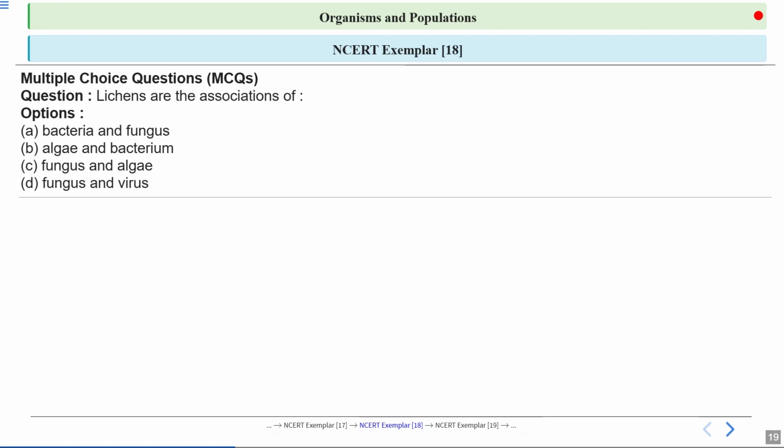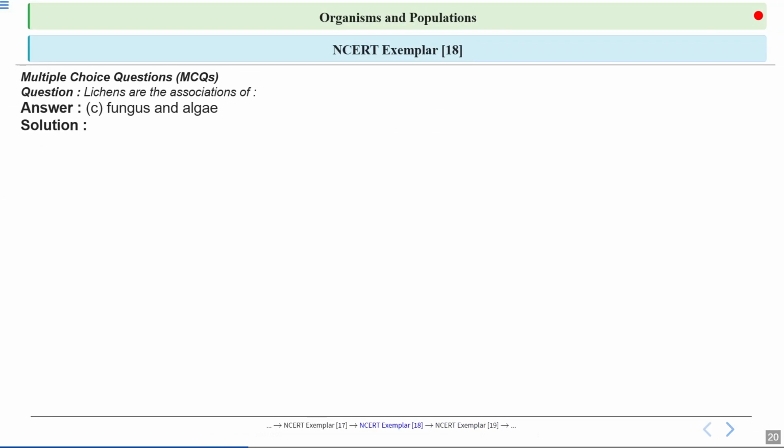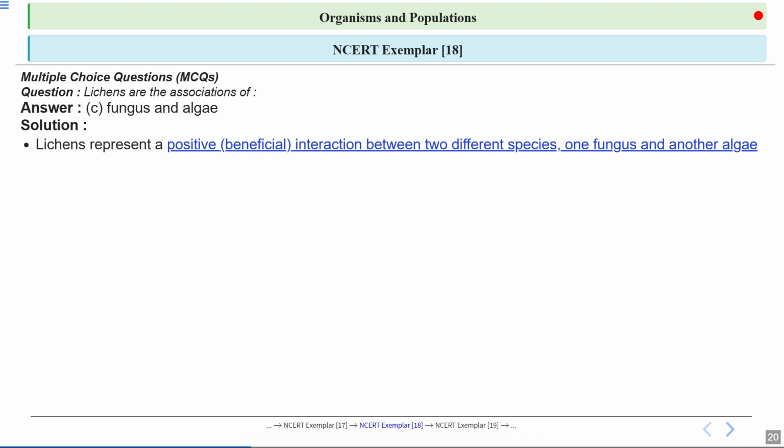Okay, so next question is lichens are associations of. Yes, what are the options? Option A, bacteria and fungus. Option number B, algae and bacteria. Option number C, fungus and algae. And option number D is fungus and virus. What is the correct answer? Let's have a look at the answer. Option number C, fungus and algae. This is the correct answer.